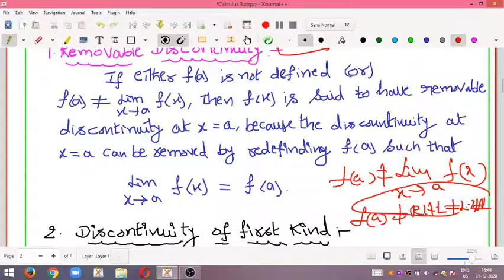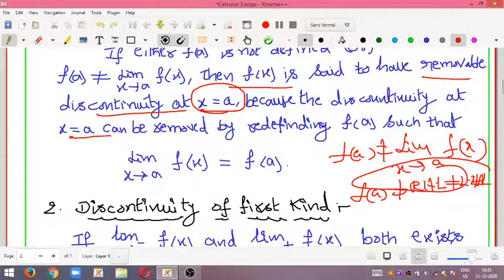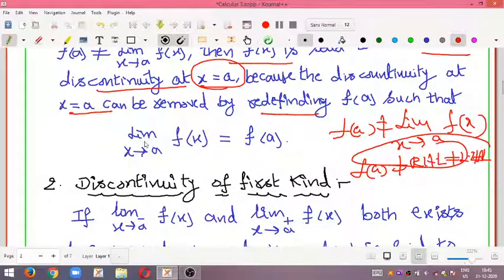Left hand limit and right hand limit not equal to each other, as well as f of a. In that case, f of x is said to have a removable discontinuity at the given point a, because the discontinuity at x equals a can be removed by redefining f of a such that the limit as x tends to a of f of x is equal to f of a.